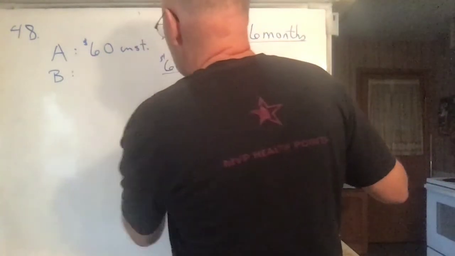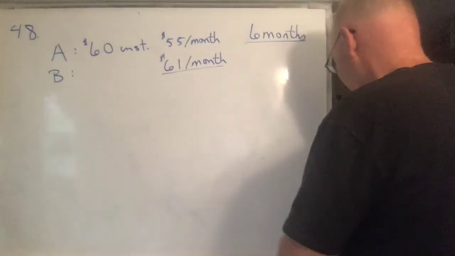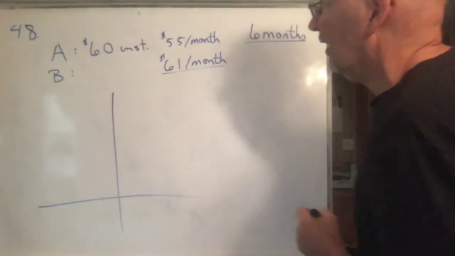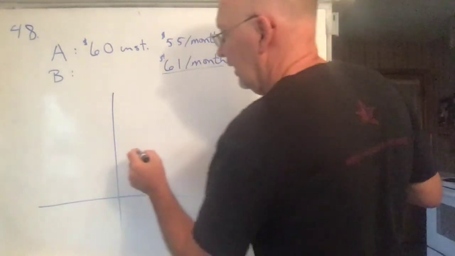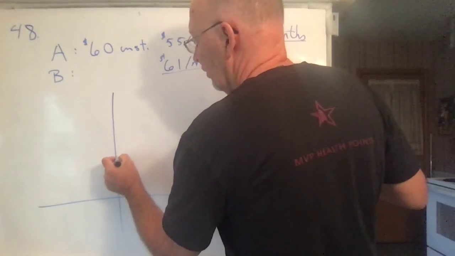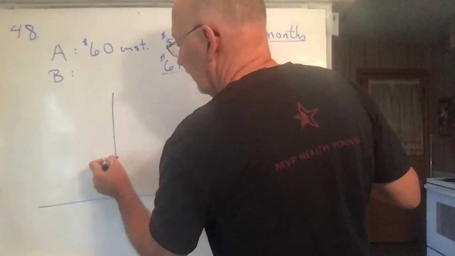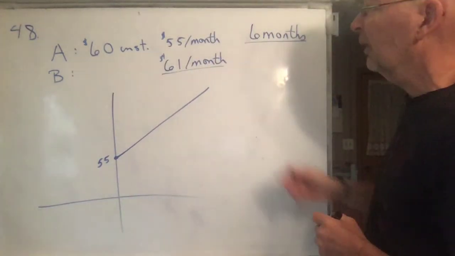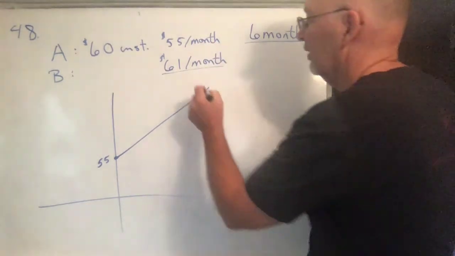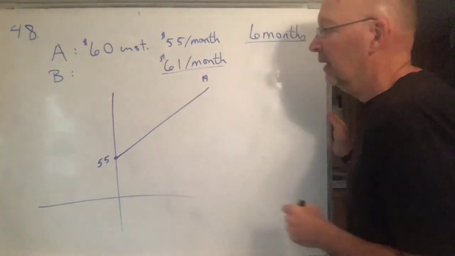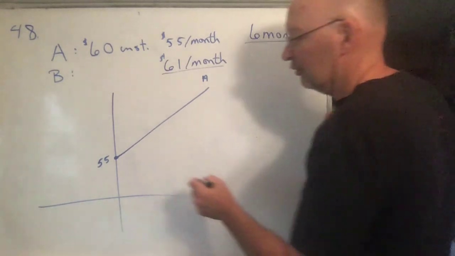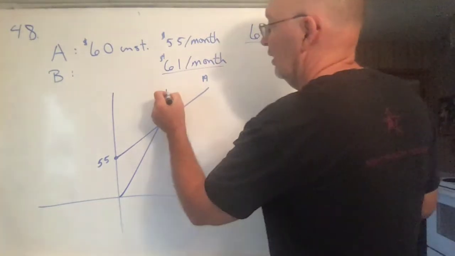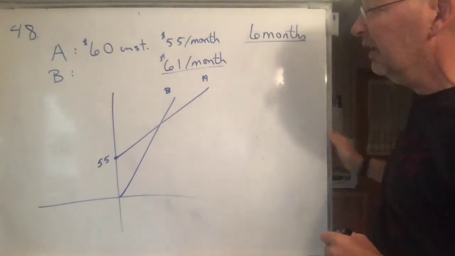So let's do it in terms of lines and see what this looks like. Okay, so here we are, and again, I won't try to do it exactly, but here's company A. Company A starts here with a fixed cost of 60 and then grows like this. Okay, it grows at a rate of $55 a month. So let's say that this is A right there. Company B has 0 charge but has a higher monthly rate right there of $61 a month.